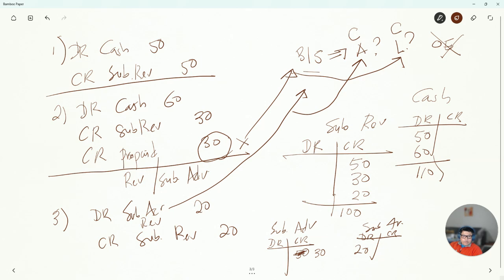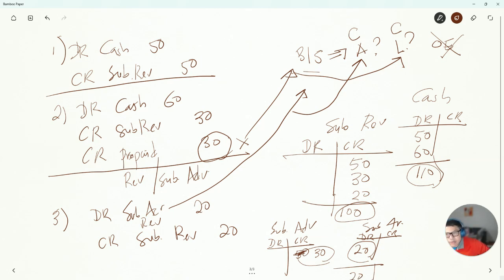So if you really want to add up all the debits and credits for the trial balance, look at all the debits. The first one, there is no debit. There is a debit of 110. There is a debit of 20. So that means the debit side is 130, and the credit side is 130. So that balances.